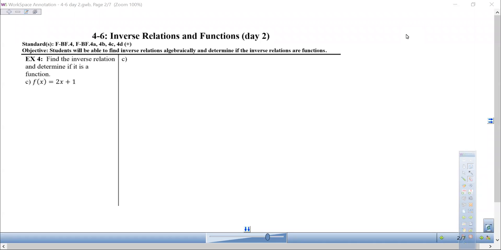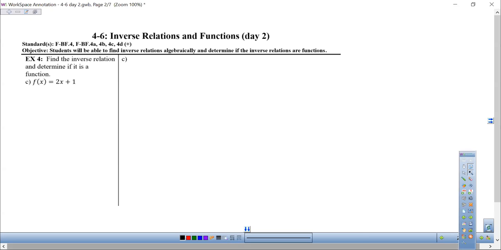462 is just more on inverse relations and functions. So we're starting with C and D from example 4, building on what we did in the last one. Notice that there's no graph embedded. We're just going to quickly sketch the graph based on what we know about the type of function to determine whether or not the inverse is a function.